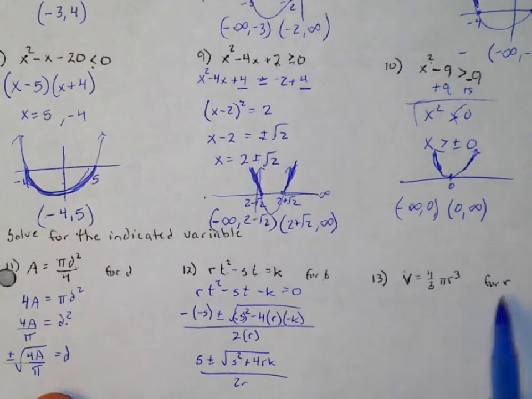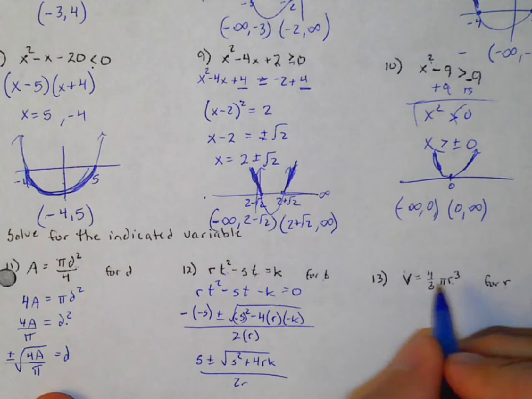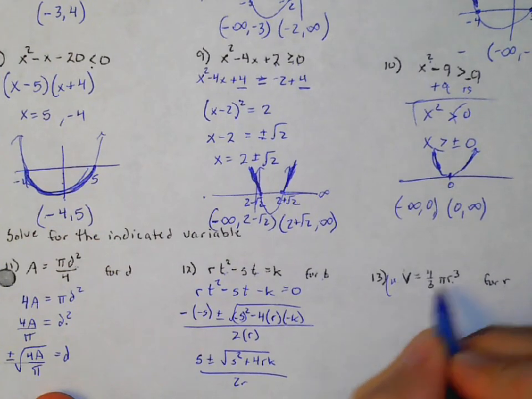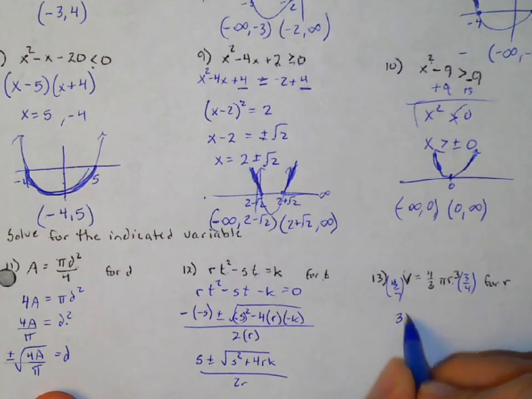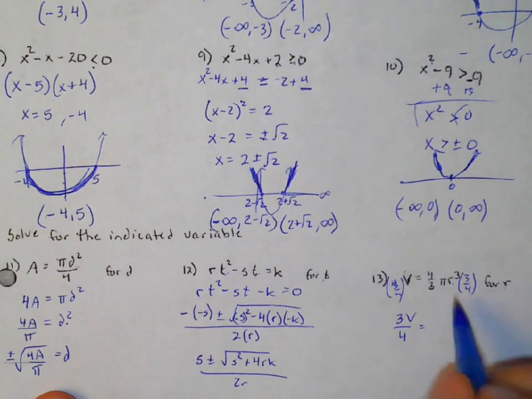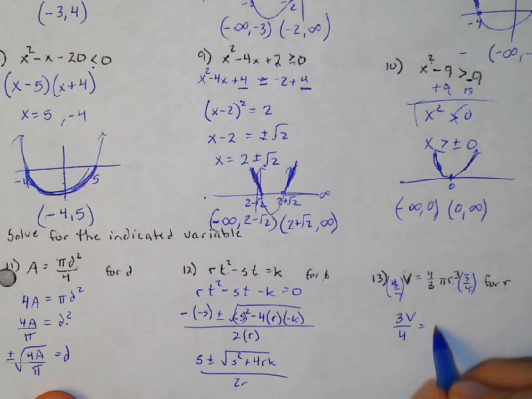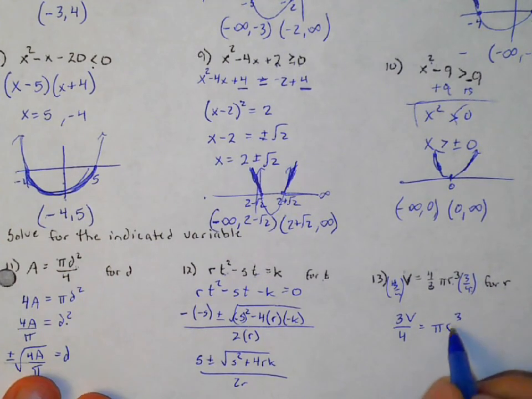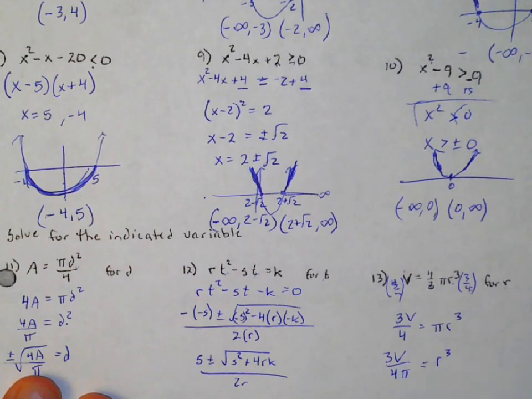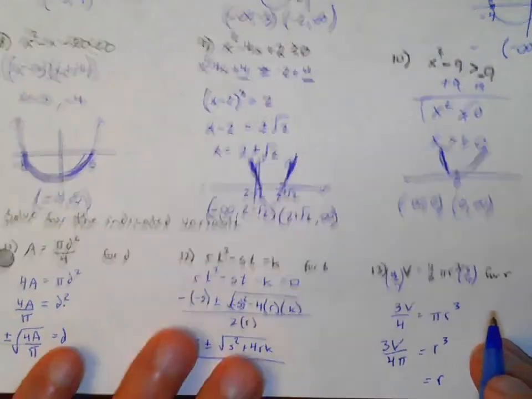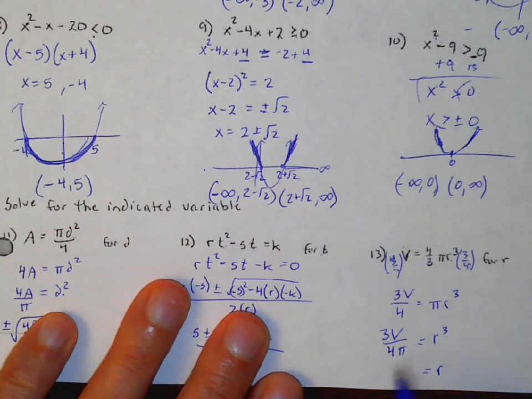Okay. This one, just a little bit of practice here too. We can get rid of 4/3. We can multiply by 3/4, the reciprocal. So we have 3v over 4. And that 4 over 4 and 3 over 3 cancels. So we have pi r cubed. Divide by the pi. So we divide by pi there. And we can take the cube root. When you have that, we haven't really talked about that this year yet, but you did in Algebra 2. We can take the cube root of this to have r by itself then, and you're done.